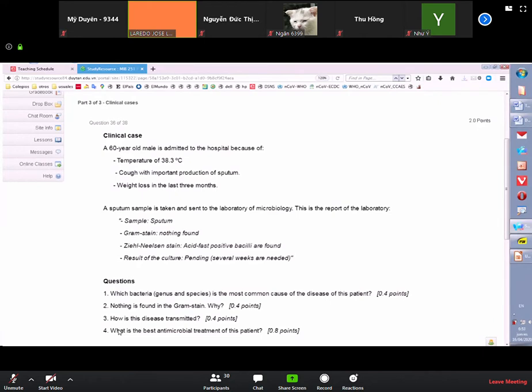Question number 4. What is the best antimicrobial treatment for this patient? This is one of the few antimicrobial treatments that you must remember. Antimicrobial treatment? Sorry, I cannot wait. So 8 weeks, isoniazid, rifampin, pyrazinamide, and ethambutol. And later, 18 weeks, isoniazid and rifampin. That is the most common combination of antimicrobials for the treatment of tuberculosis, okay? This is one of the antimicrobial treatments that you must remember.